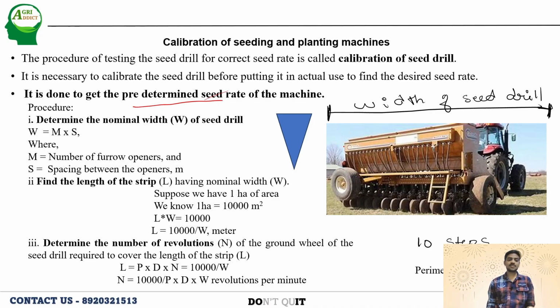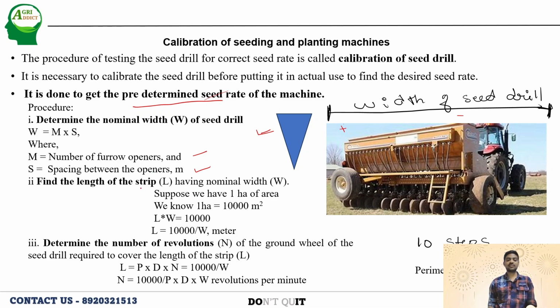Now we are studying the steps and procedures. The first step is to determine the nominal width of the seed drill. This is the seed drill implement, and this is its width from side to side. How do you calculate the width? It is by the formula W = m × s, where m stands for the number of openers, and s is the spacing between the openers. I have shown one opener here; we'll be studying it later. This gives you the nominal width.